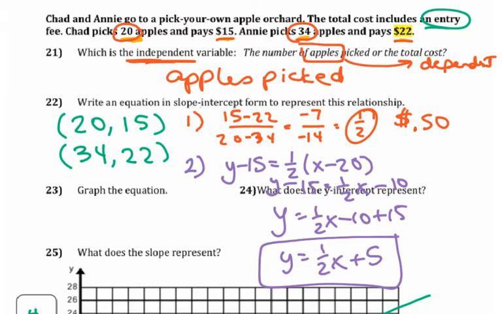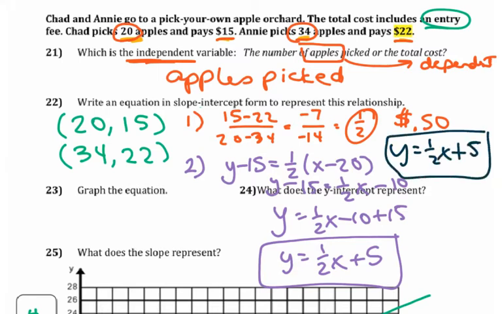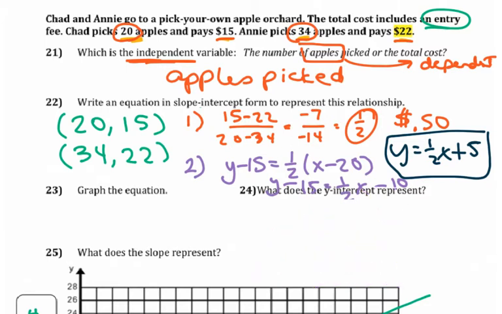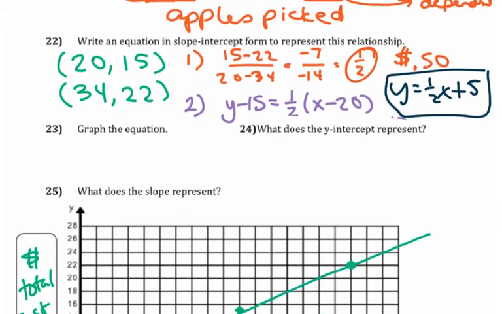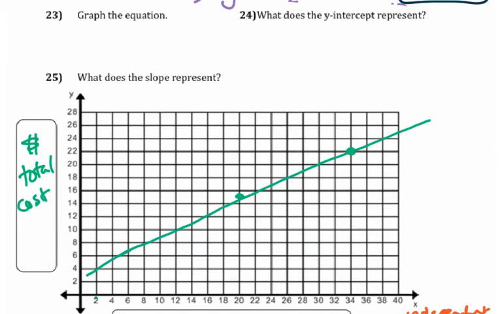So I'm going to come up here and let's write that y equals 1/2 x plus 5. So that's the answer. And then the next questions are just as important. What does it mean? What does all of that mean? So graph the equation. We've really done that because we already have these points down here.